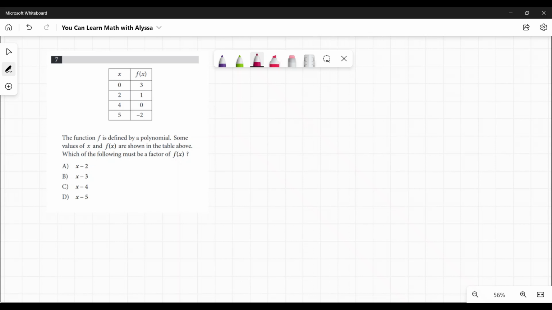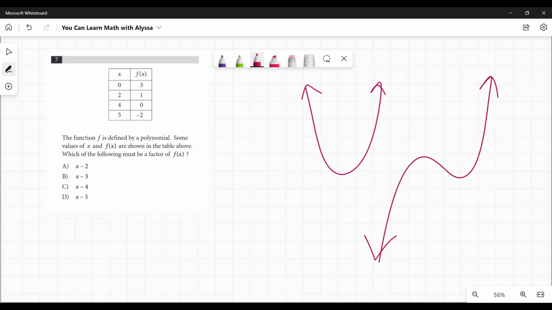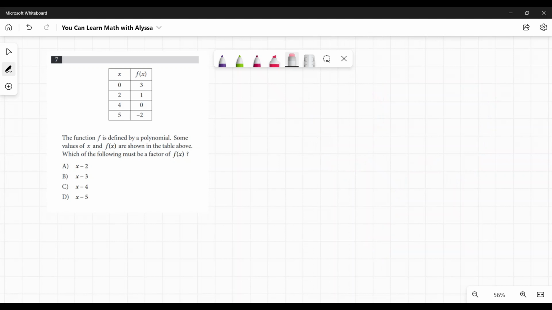Now, they're not telling us what kind of polynomial. It could be a quadratic. It could be an x cubed. We don't know what it is. They're just wanting to know what must be a factor of this.